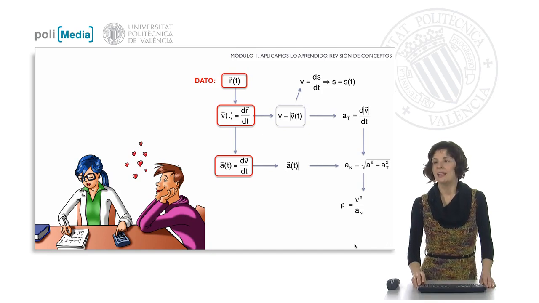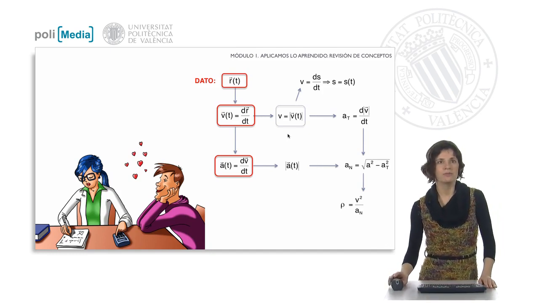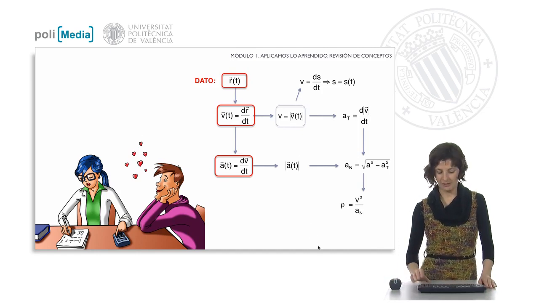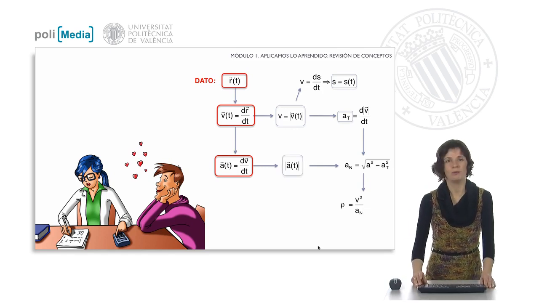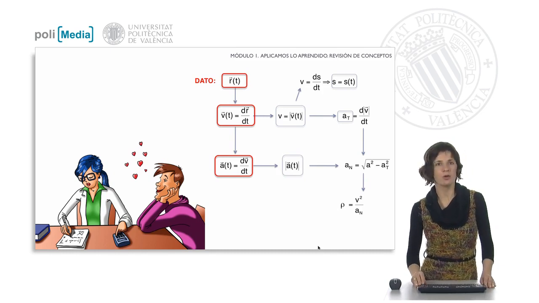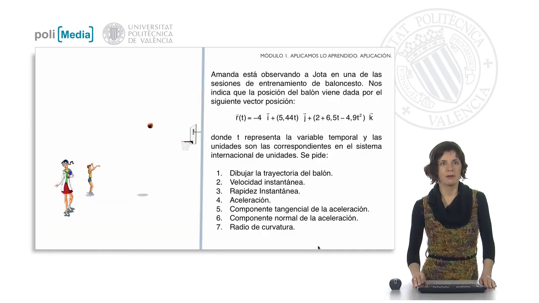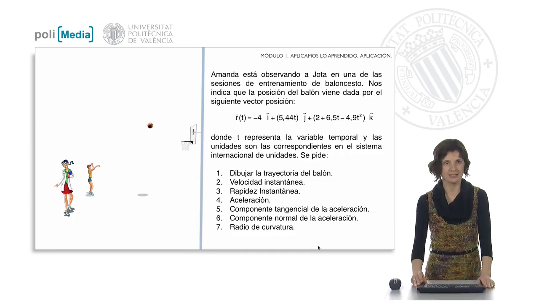For example, instantaneous speed is calculated as the magnitude of the velocity vector. From the instantaneous speed, integrating, I can obtain the relationship between the path s traveled along the trajectory and the elapsed time t. From the instantaneous speed, I can also calculate the tangential acceleration as the derivative of the magnitude of the velocity with respect to time. If I calculate the magnitude of the acceleration vector, with this the tangential acceleration, I can calculate the normal acceleration. Finally, with the magnitude of the velocity and the normal acceleration, I can calculate the radius of curvature ρ at each instant of time. Well, let's calculate all these physical quantities in a practical example.